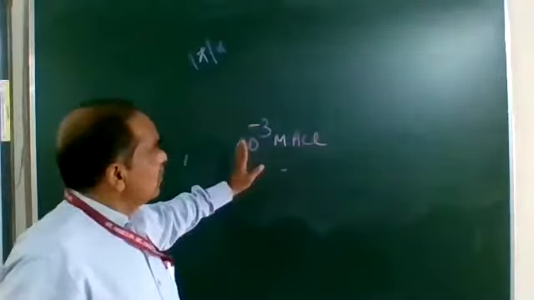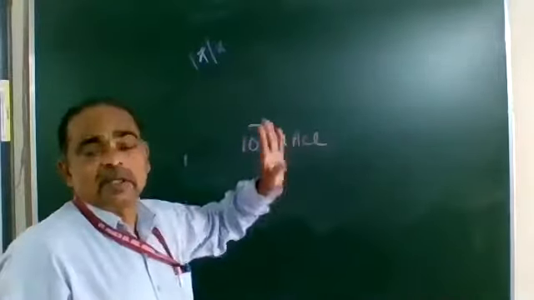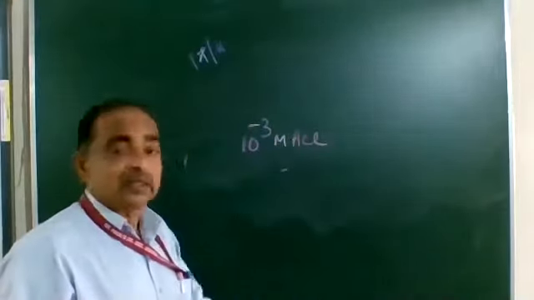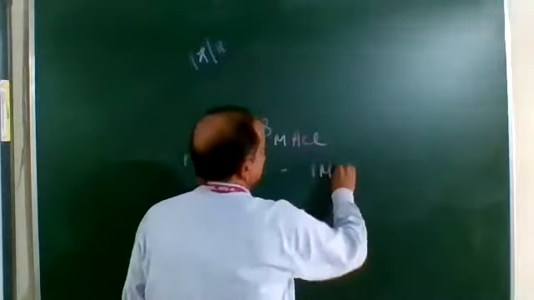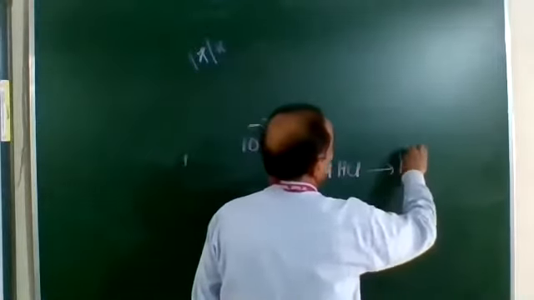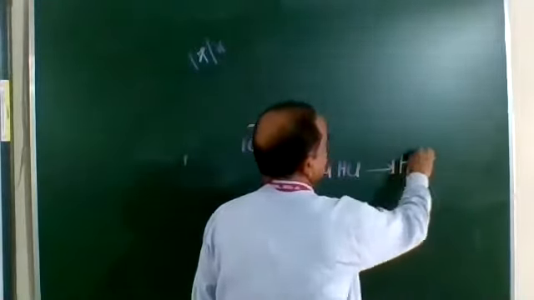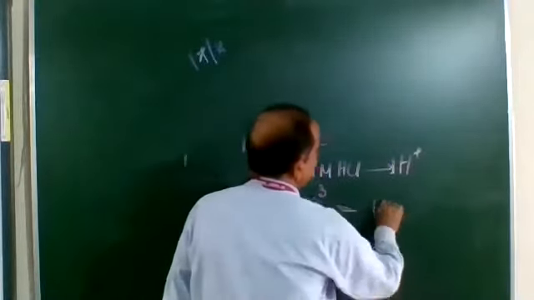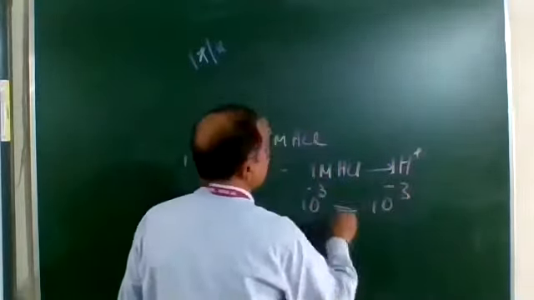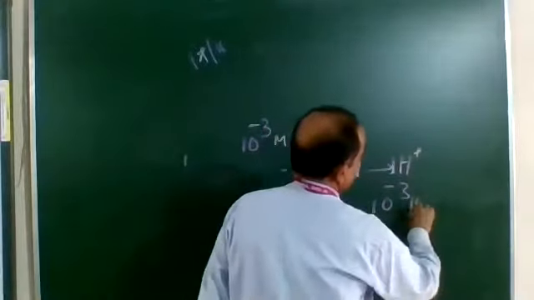So 10 to the power of minus 3 molar HCl. What does it mean? 1 mole of HCl will give 1 mole of hydrogen ions, so 10 to the power of minus 3 molar HCl gives 10 to the power of minus 3 hydrogen ions.